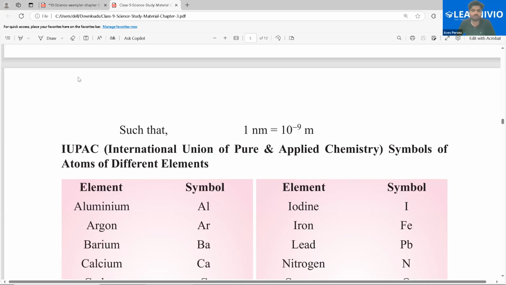Atoms combine in the ratio of small whole numbers to form compounds. The relative numbers and kinds of atoms are constant in a given compound. Okay, very good. Anna, what are the drawbacks of Dalton theory?